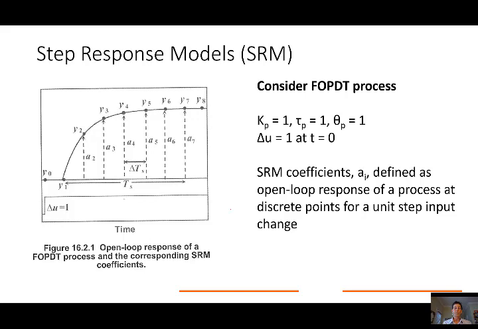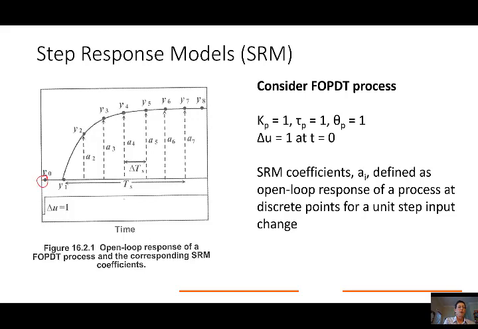So where do we start? Well, very simple. We start with step response models. And this is exactly how you start to implement a model predictive controller on even the biggest processes in the world with the most controlled variables and the most manipulated variables you can imagine. This is where you start. This is with a step response model.